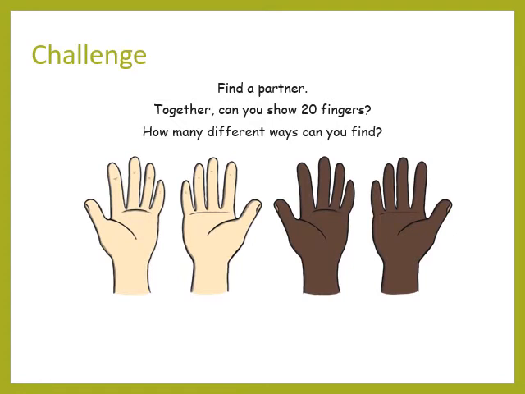Now another challenge, KG1. Find a partner, your brother, your sister, mommy or daddy, and together with their 10 fingers, with their hands, can you show 20 fingers? Because you only have 10. Now I want somebody else with you to give you another 10 fingers and you count to 20. Okay, with your mommy, daddy, or your brother or your sister. And then go around the house and count 20 objects, whatever you want.